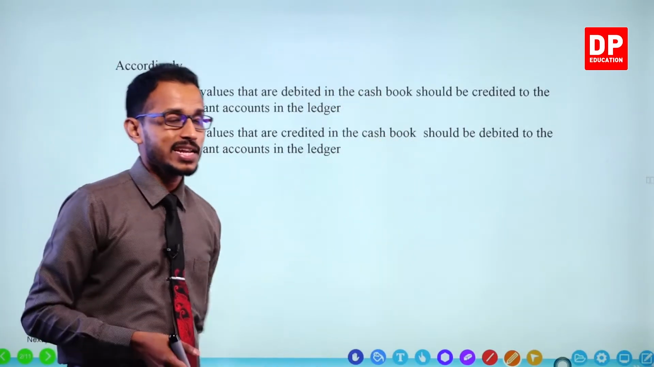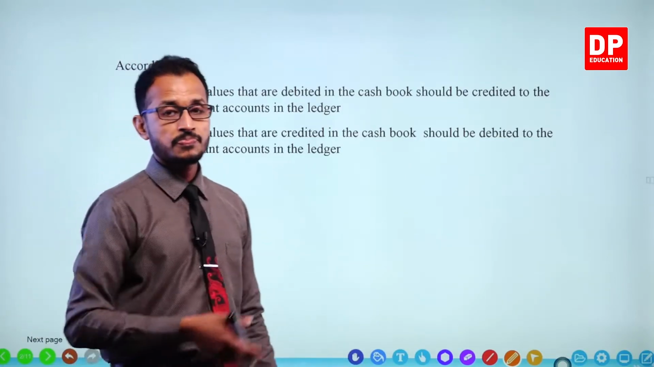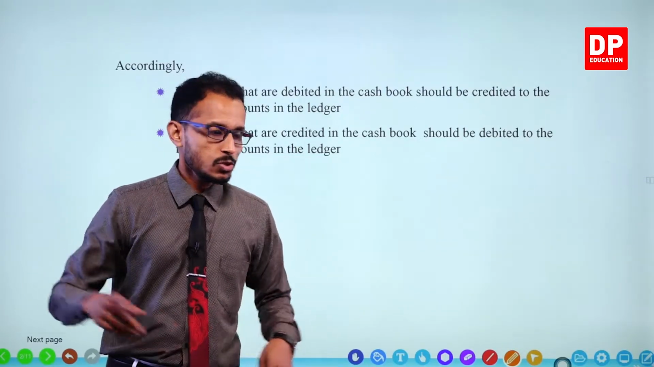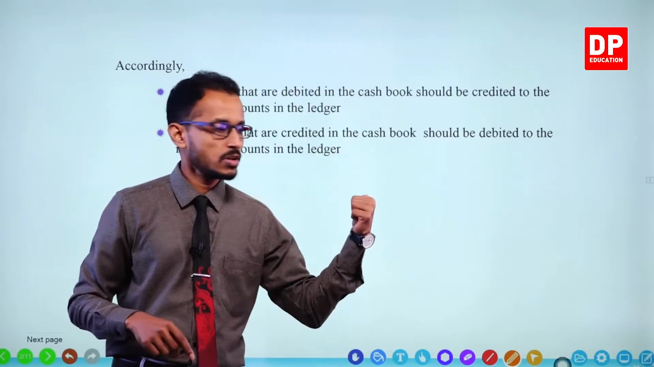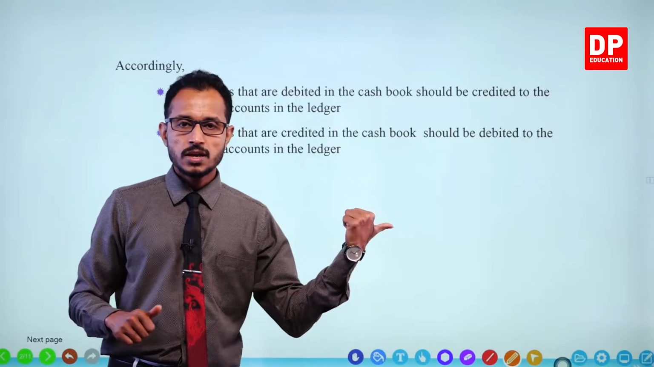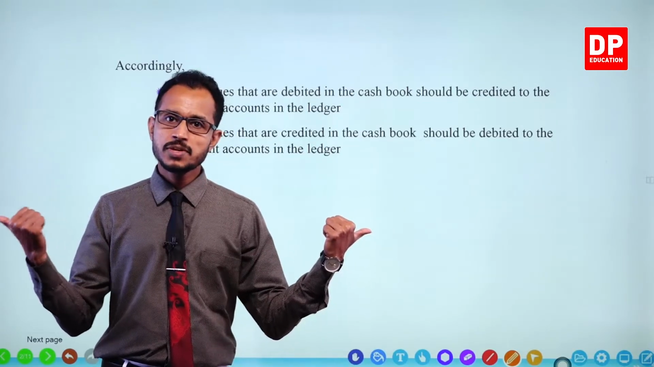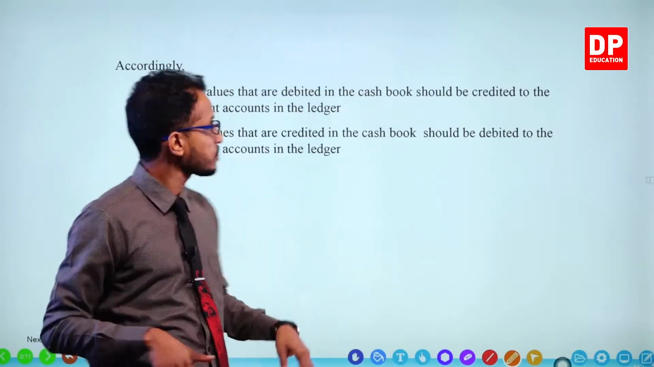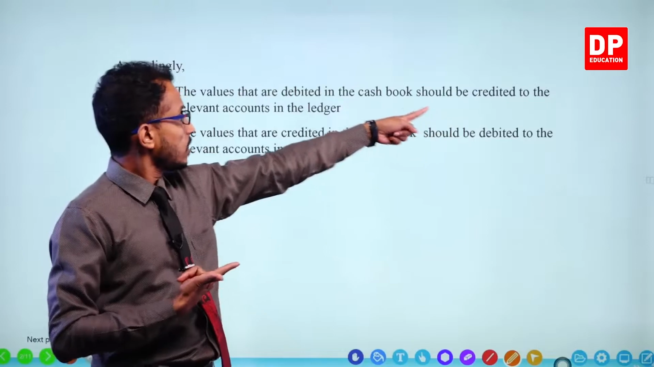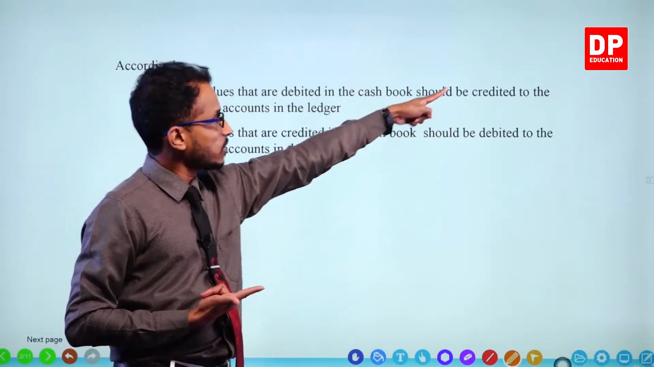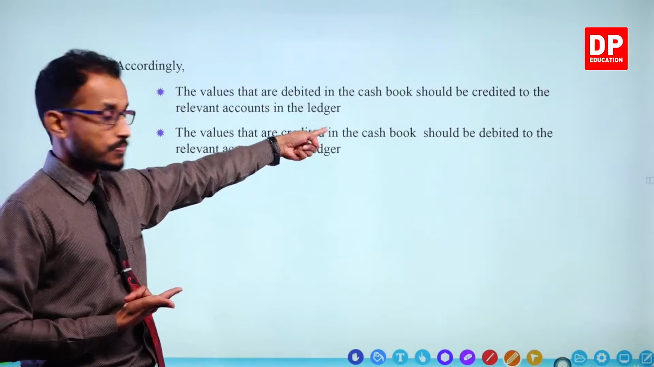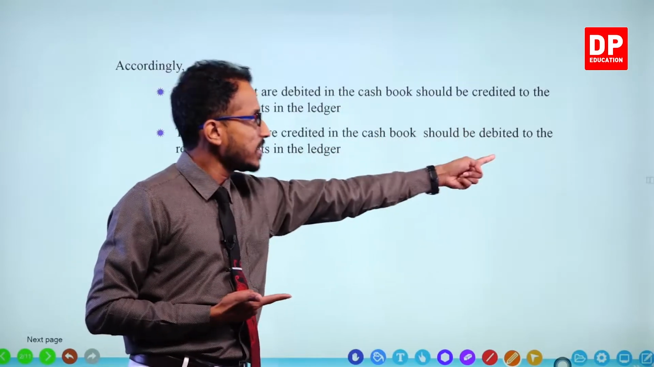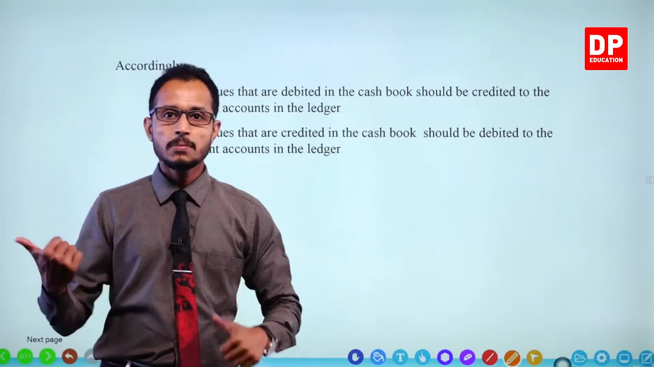I mean, when an amount is debited to the cash book, that is definitely a cash receipt. So when we receive cash, it's debited to the cash book, and the same amount should be credited to the relevant ledger account. Then the double entry is complete. That is what they say here. When a value is debited to the cash book, it should be credited to the relevant ledger account. When a value is credited to the cash book, it should be debited to the relevant account. Double entries.